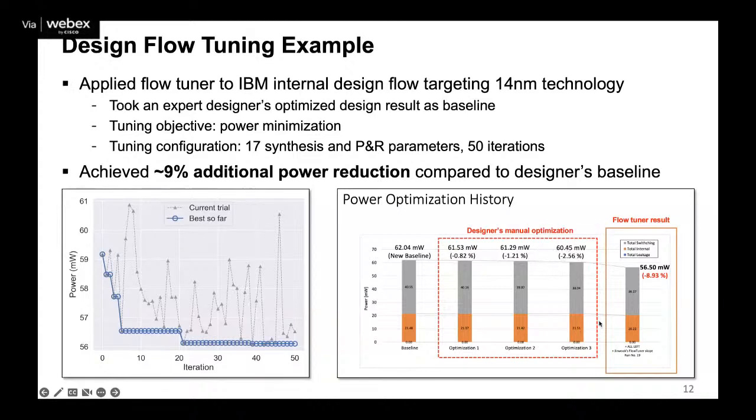And then we fed this result into this automatic flow tuner algorithm. And as you can see, we were able to reduce the power consumption by almost 9% using our AI/ML based flow tuner. So as you can see, this is quite a significant result. Again, we took the already optimized design as an input for our flow tuner, and we achieved about 9% additional power reduction. So we saw that this is a very promising result.